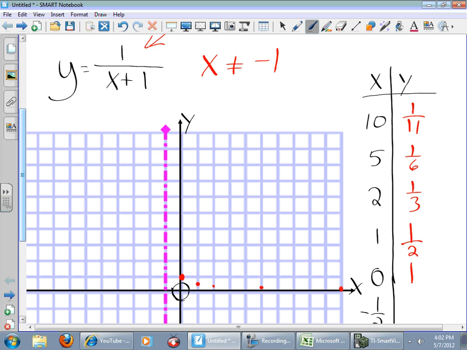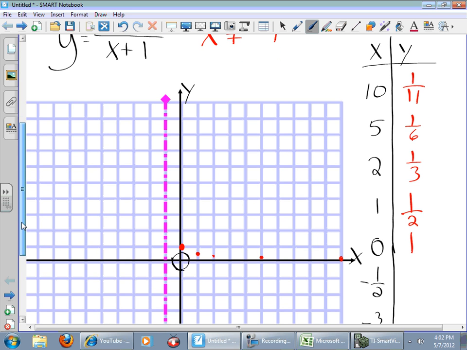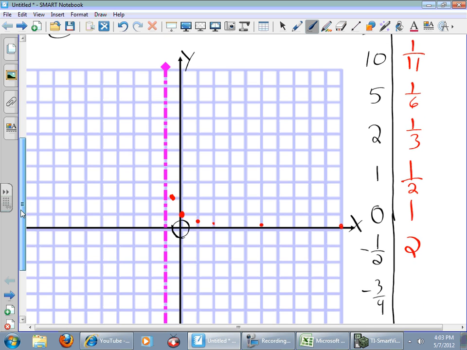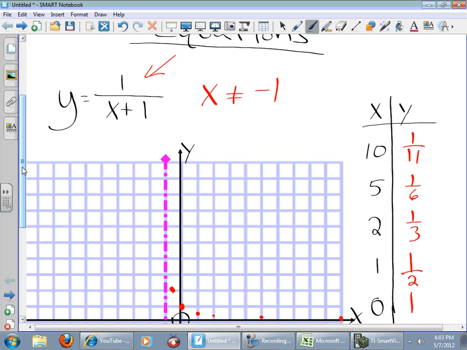Okay. And then when I go to -1/2, I'm going to get 1 over -1/2 plus 1. Well, -1/2 plus 1 is 1/2. 1 over 1/2 is 2. So at -1/2, I'm going to get 2 out. And you can see this thing start to climb. Okay, and then when I put in -3/4, I'm going to get out 1/4. 1 over 1/4 is 4. So I'm going to be right about there, maybe.